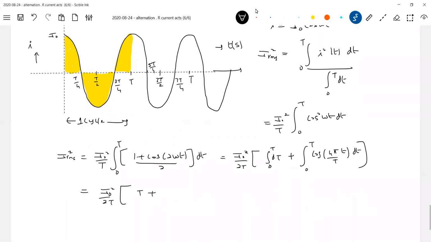This will be T plus, T by 4 pi, upper limit, then lower limit will be... so the whole thing, this particular cos 4 pi t from 0 to T, will be 0 only. So what is the equation I'm ending up with? I naught square by 2T.